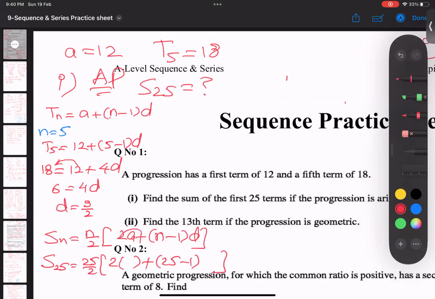a value is 12, I'm copying 12 here. Common difference is 3 by 2, I'm copying 3 by 2 here. And Mabruk, I'm going to find my answer. Wait a minute, please. 25 divided by 2, bracket open, 12 twos are 24, plus 24 times 3 divided by 2, and close bracket. And my answer is 750. So it means the sum of the first 25 terms is 750. I believe you got the point.